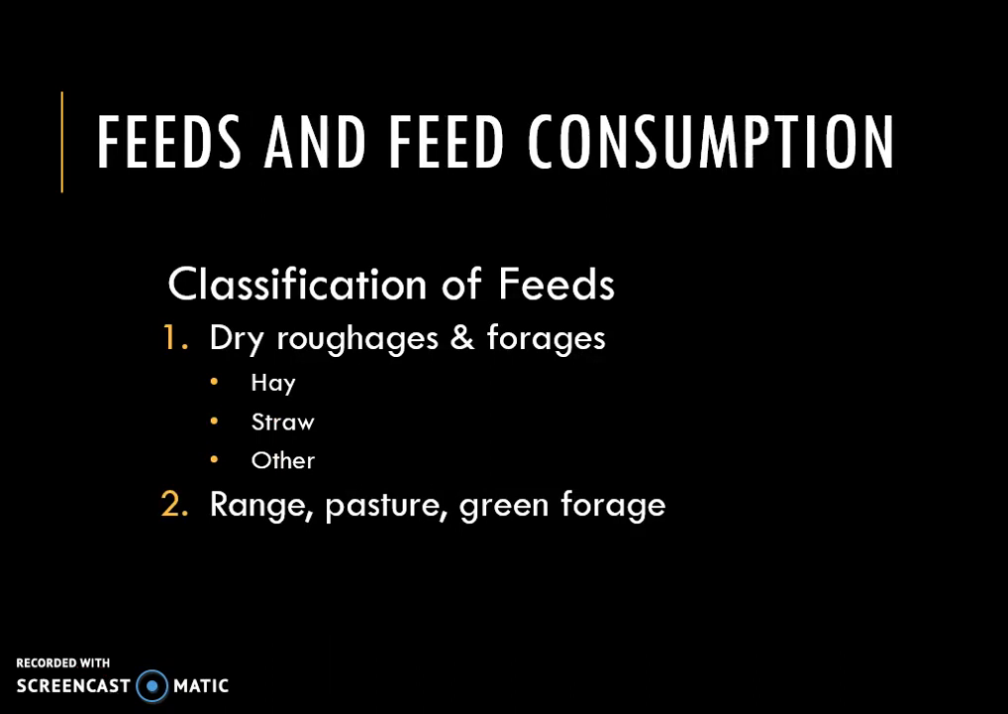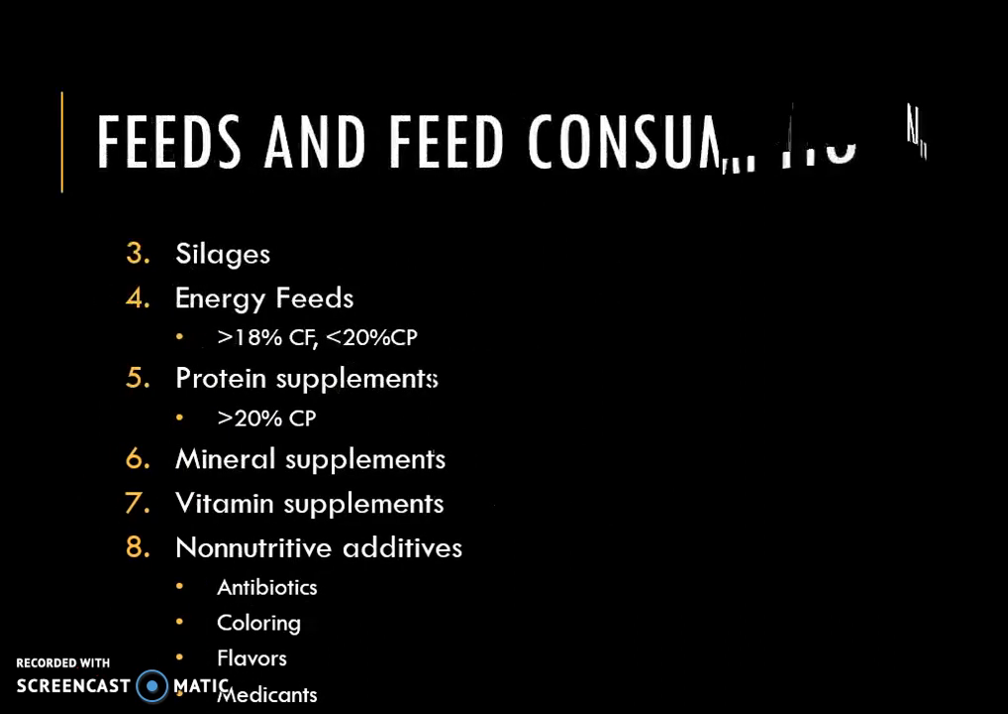Feeds and feed composition. Again, we start classifying feeds into dry roughages and forages, which might be like hay and straw. Range, pasture, and green forage gets its own category. Silages then get their own category. There'd be anything as an ensiled, wet, fermented feed. Energy feeds obviously then come next. That would be things like whole-shelled corn, ground corn, cottonseed, wheat, etc.